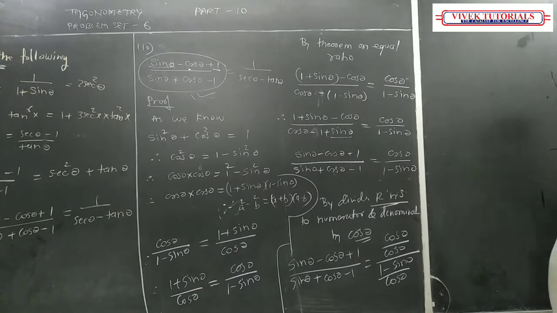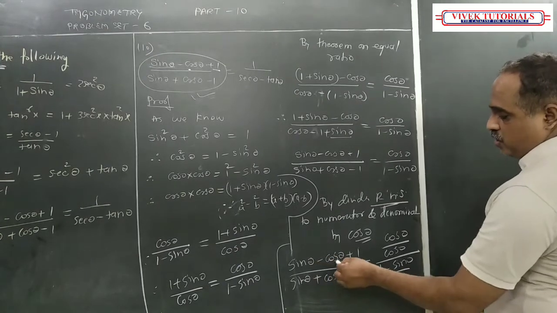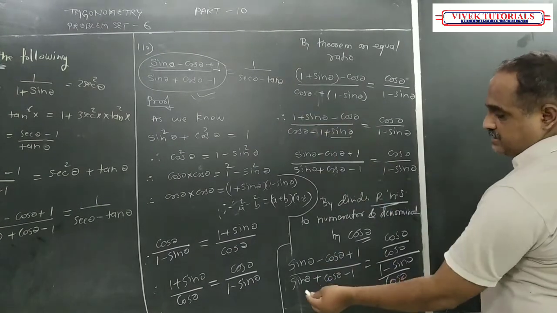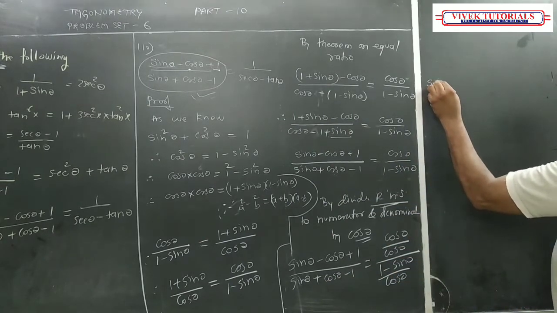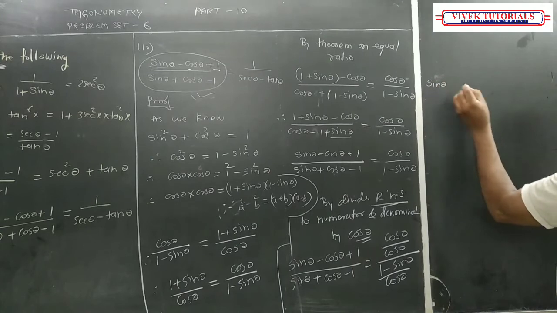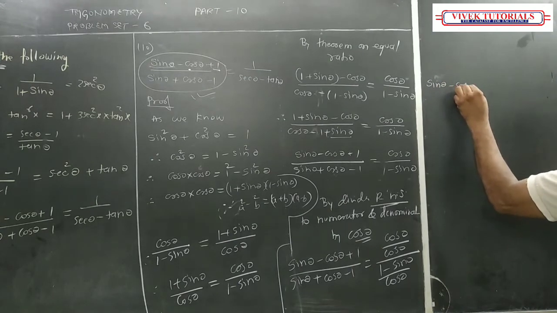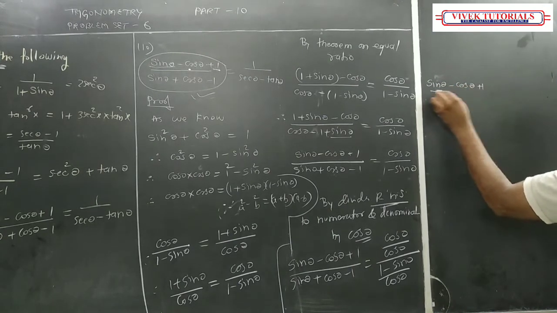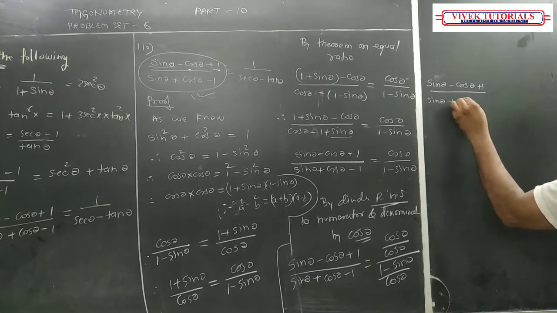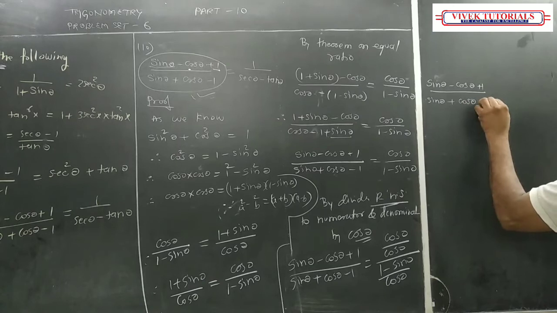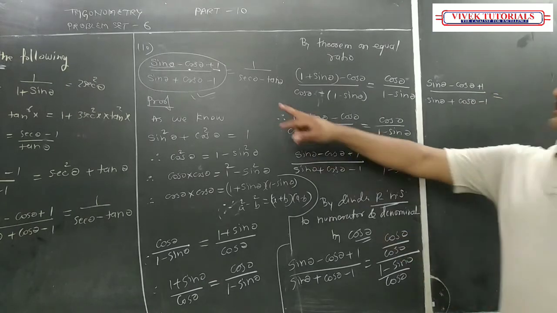Now if you continue, sin theta minus cos theta plus 1 upon sin theta plus cos theta minus 1. Let me write it once again: sin theta minus cos theta plus 1 upon sin theta plus cos theta minus 1. So this is your left hand side.